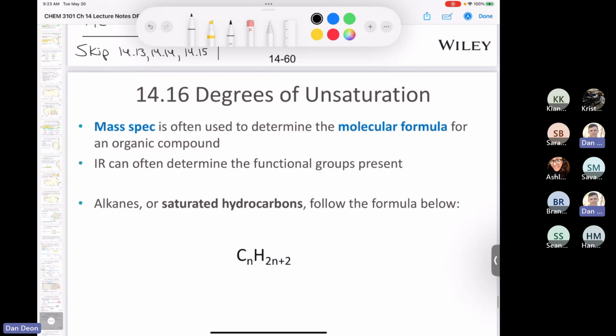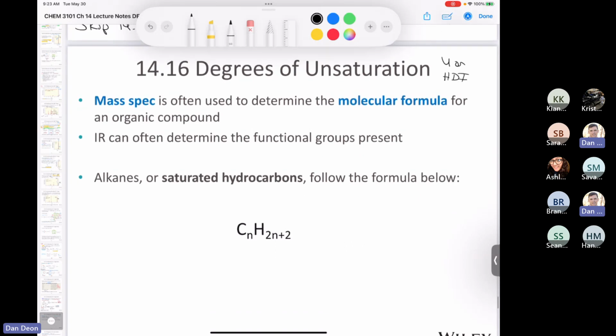We call this a U, or sometimes we call it an HDI, a hydrogen deficiency index. So it says here that mass spec is usually used to determine the molecular formula of a compound. Like I said, the IR can help us determine functional groups. And you probably remember that if we have an alkane or a saturated hydrocarbon, it has a formula of CnH2n+2.